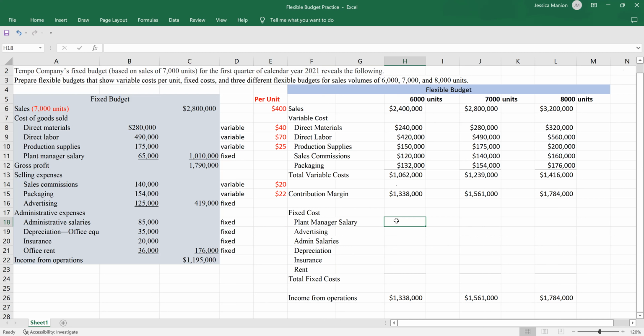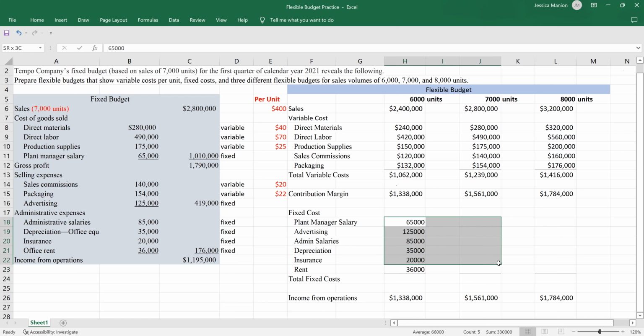Fixed costs remain the same at any level of activity. So plant manager salary, 65,000. Advertising, 125,000. Admin salaries, 85,000. Depreciation on office equipment, 35,000. Insurance, 20,000. And then finally, office rent, 36,000.